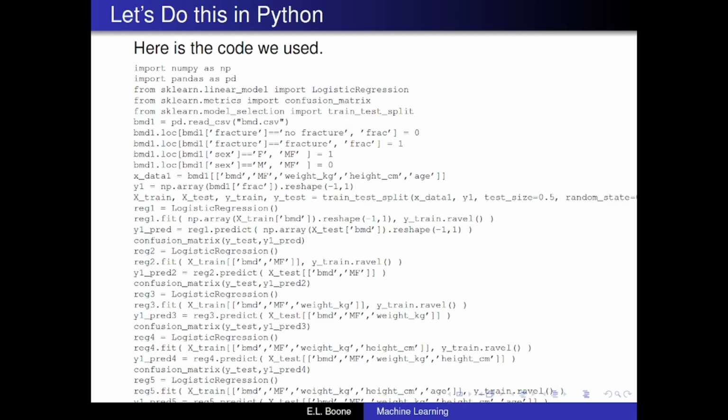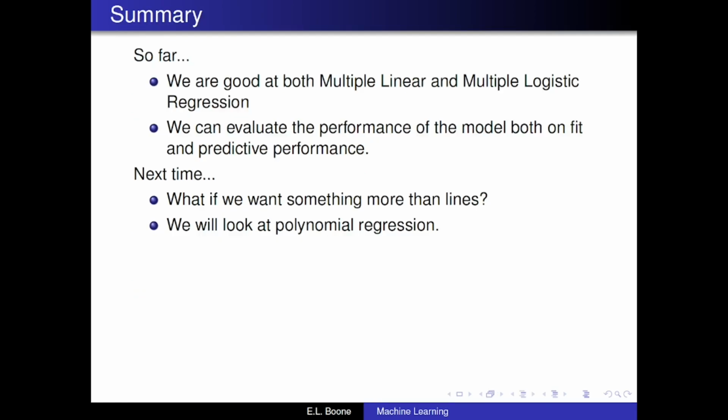Here's the code I used, and yes, it fell off the bottom a little bit, but if you're typing this, you'll see the pattern and hopefully be able to figure it out. Hopefully, you can download it off of GitHub or Canvas. So far, we can do multiple linear regression and linear regression. We can evaluate the performance of the model both on fit and predictive performance.